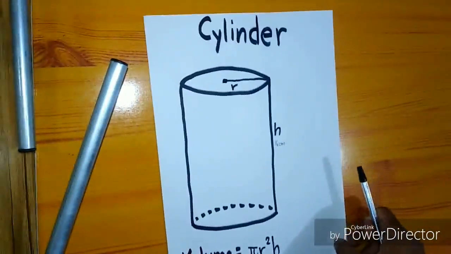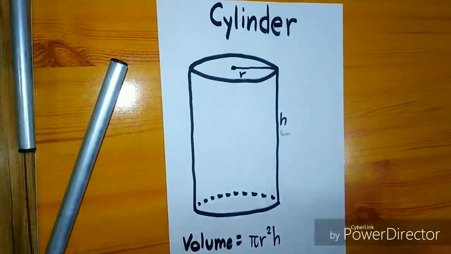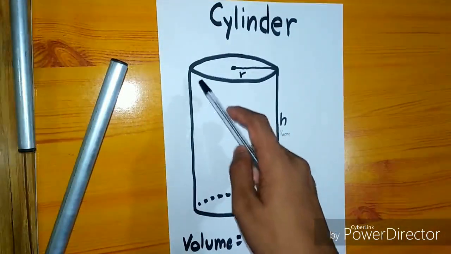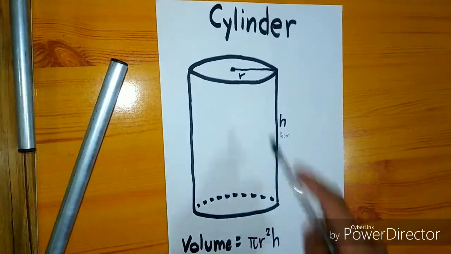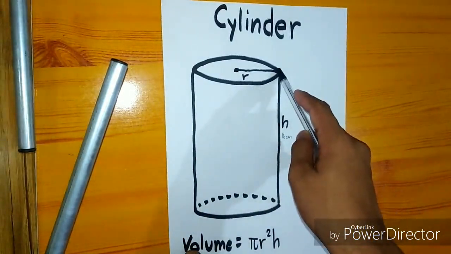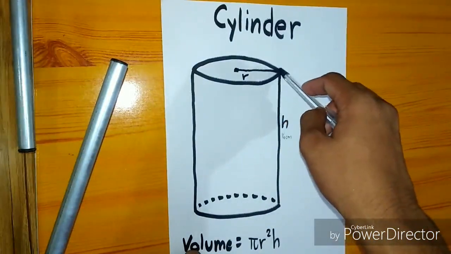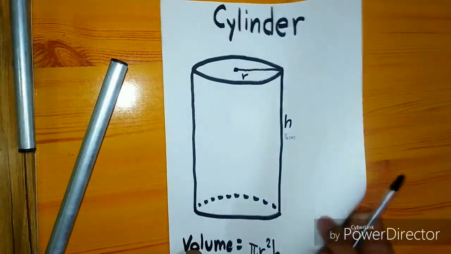Moving on to the next spatial figure, the cylinder. A cylinder has 2 circular bases at the top and the bottom, and a curved surface. This is the radius, and the line connecting the end of one base to the end of the other base is called its height. So that's the cylinder.